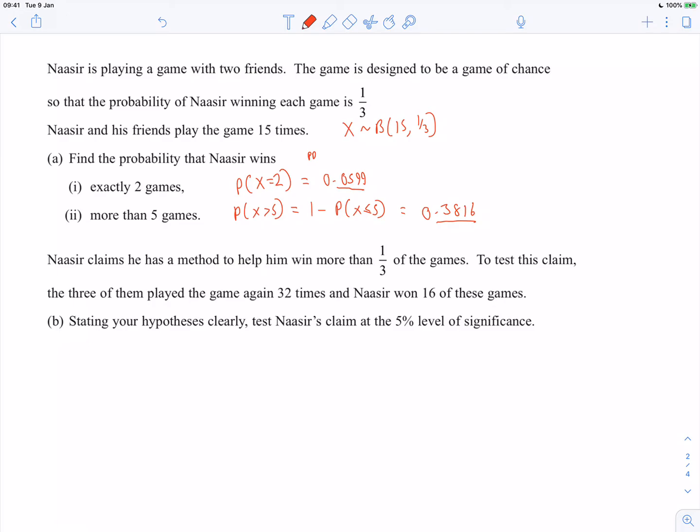Yeah, I'll take that. Okay, Nazir claims he has a method to help him win more than 1/3 of the games. To test this claim, the three of them played the game 32 times and Nazir won 16 of these games. Right, so now we've got a different distribution, let's call it Y, where there are actually 32 trials and the supposed probability is still assumed to be 1/3. So the null hypothesis is the probability is still 1/3, and the alternative hypothesis is that Nazir thinks he's actually increased his odds of winning, so p is going to be greater than 1/3.